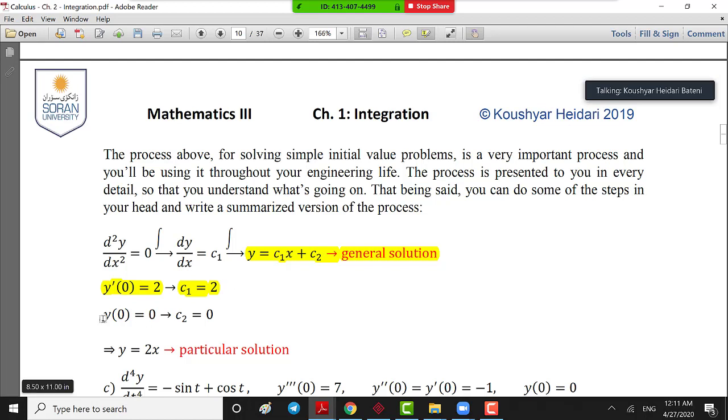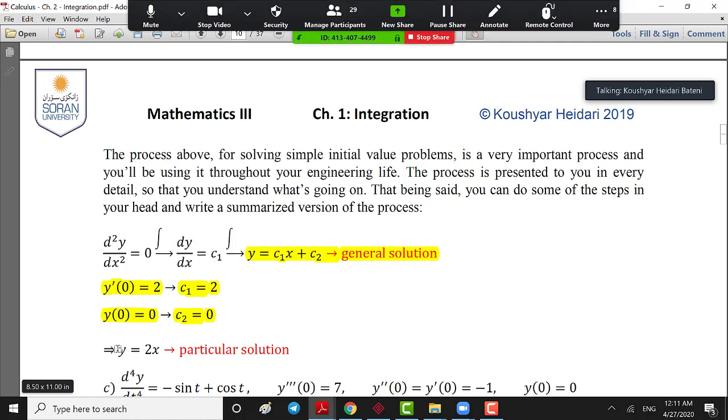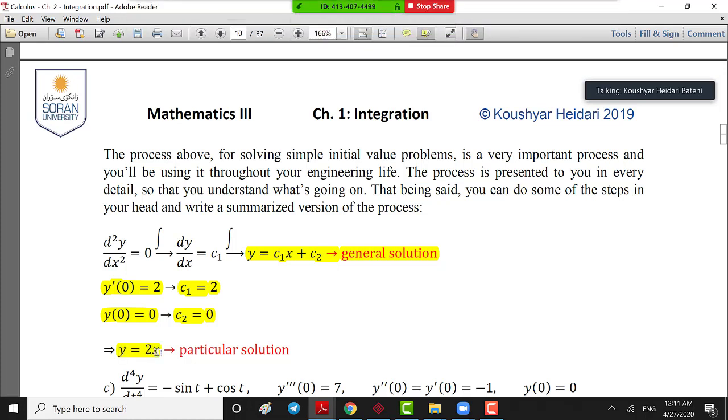The other initial condition said that the value of y at 0 is equal to 0. y is equal to this. The value of y at 0 is c2. So c2 is equal to 0, right? So we can say that y is equal to what? It is equal to 2 times x. And that is our particular solution, right?